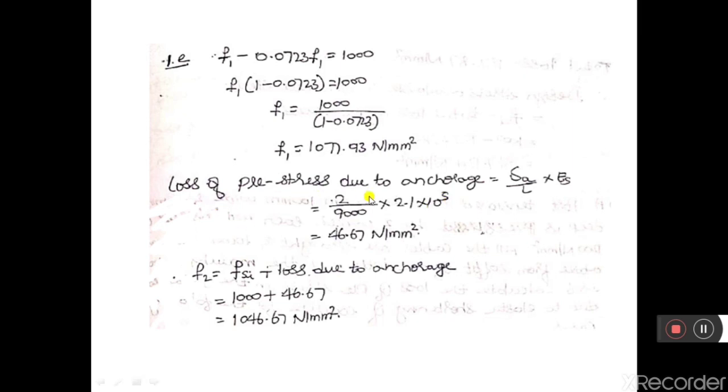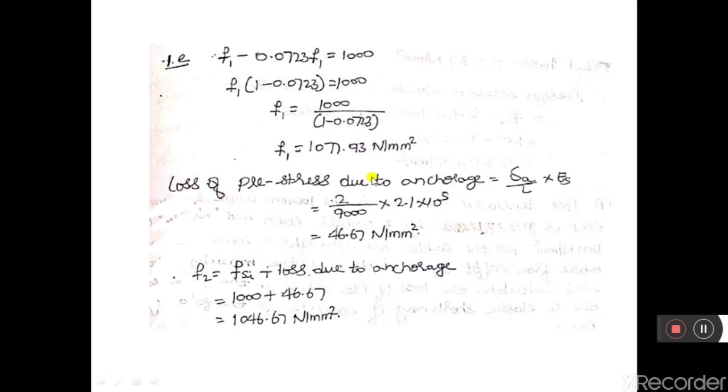So the loss of pre-stress due to anchorage slip is equal to delta A by L into ES. Delta A is given 2 mm, that is slip of anchorage. 9 meter is the length of the beam. In millimeters it is 9000. 2.1 into 10 to the power of 5 is Young's modulus of steel. So loss due to anchorage slip is equal to 46.67 Newton per mm square.